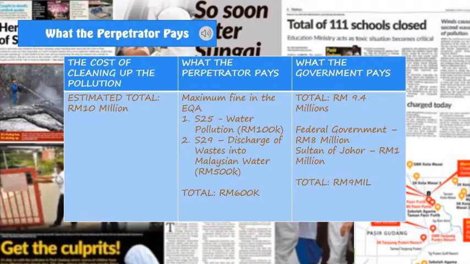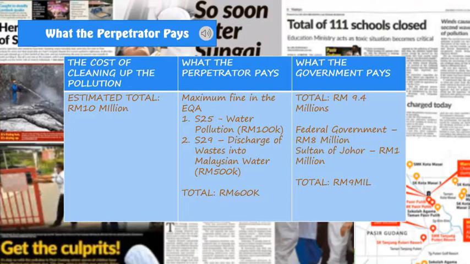Under the EQA 1974, the maximum fine for the perpetrator is Rm 500,000 for discharging waste into Malaysian water according to Section 29 EQA 1974, and Rm 100,000 for polluting the water according to Section 25 EQA 1974. The offender in Sungai Kim Kim would probably be fined up to Rm 600,000 and no more than that.